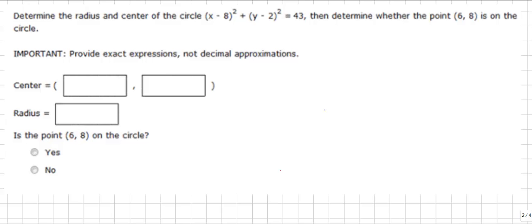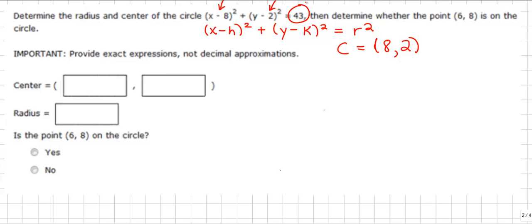Now, recalling what we had in the last little bit of this video, we know that the standard form of the equation of a circle looks like x minus h squared plus y minus k squared equals r squared, where h and k are in the position of the center. The minus signs are built in. So notice here our change in x leads us to a center having an x coordinate of 8, and our change in y gives us a y coordinate of 2. This is the square of the radius, so the radius itself would be the square root of 43.